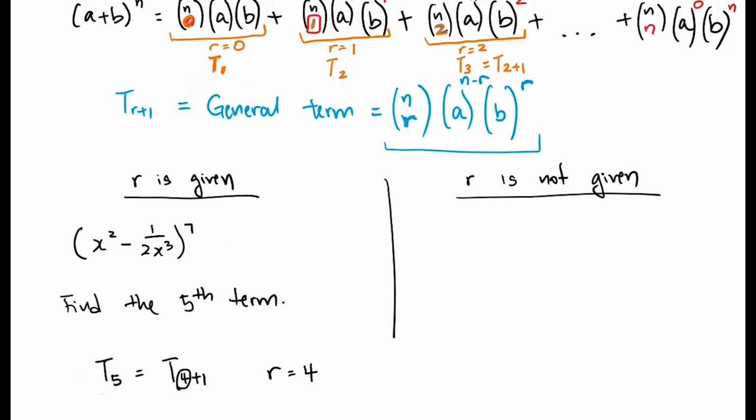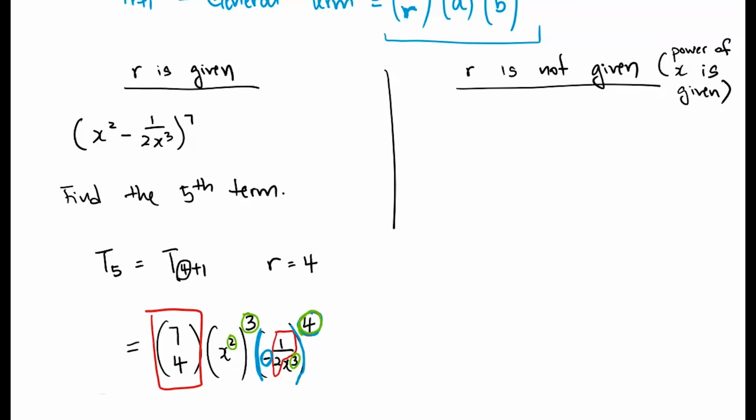Now let's look at the next one, the case where r is not given. Now r is not given it's of course harder because there is an unknown and you have to figure out what is r. Now when r is not given, typically what happens is that the power of x is given. So let's look at an example. Maybe I have something like x squared minus 3 over x to the power of 5. And I ask you to find the x term.